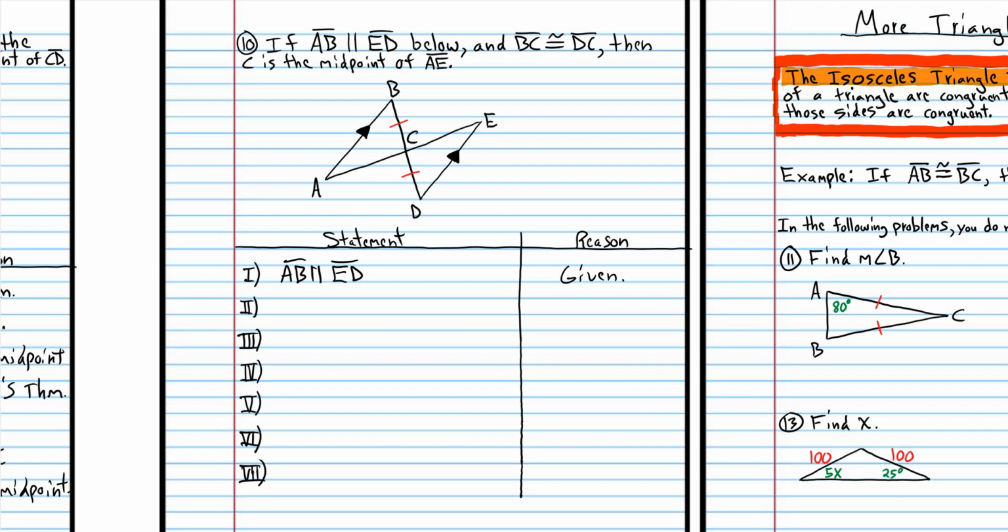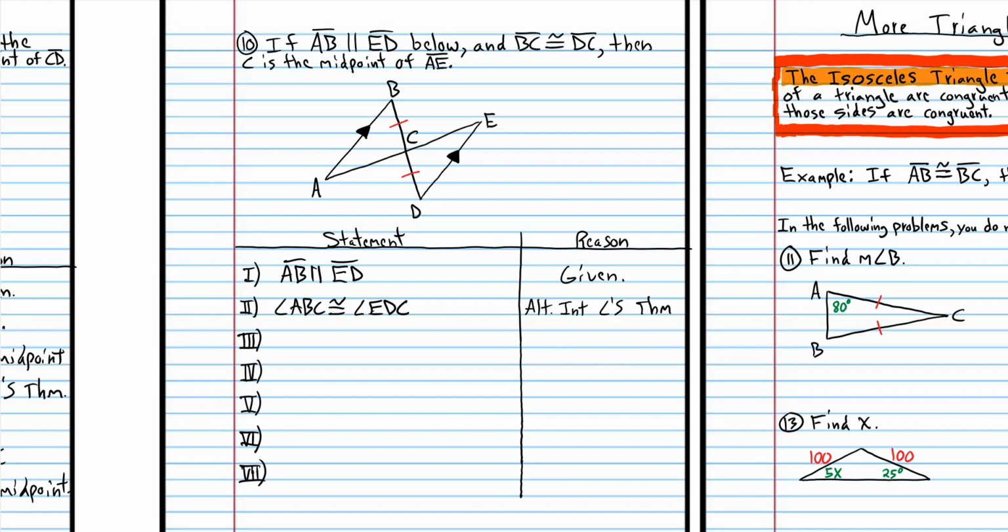So what that means is that angle ABC must be congruent to angle EDC. And that is the alternate interior angles theorem. And you can abbreviate that if you want. You can write AIAT if you want. But I'm just going to write it out because I want you to know exactly what it is.